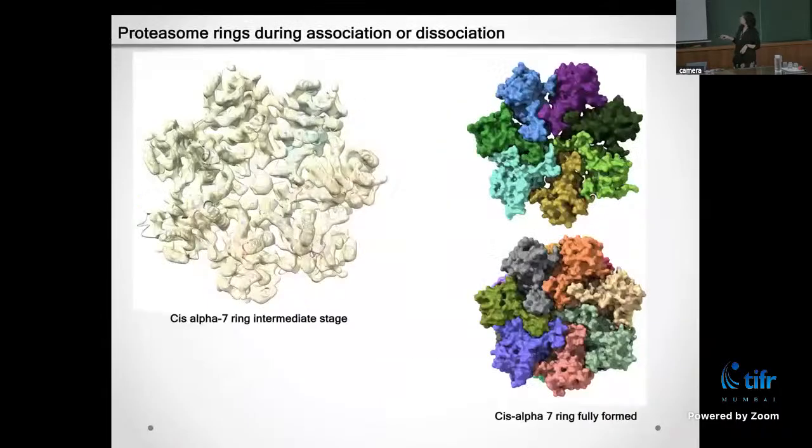Now, there are 2 other things that we found, also related to the proteasome. Just the cis alpha ring in the intermediate state, not fully formed and fully formed. So here you see that the subunits are all packed together, and here the subunits are a little bit further away from each other. So this could be during association or dissociation, but this was also secreted by the parasite.